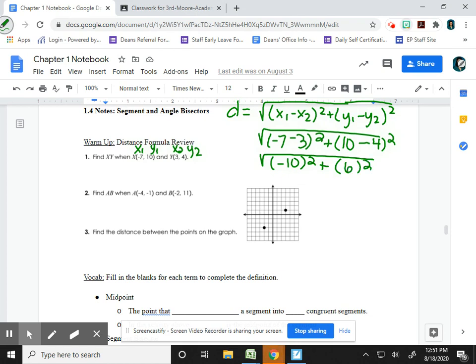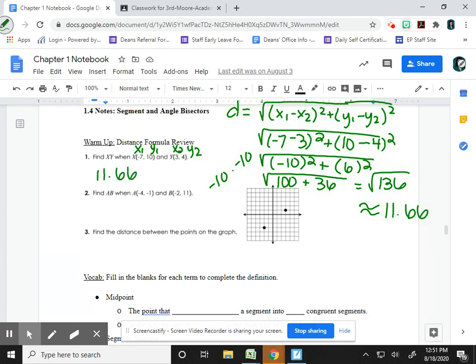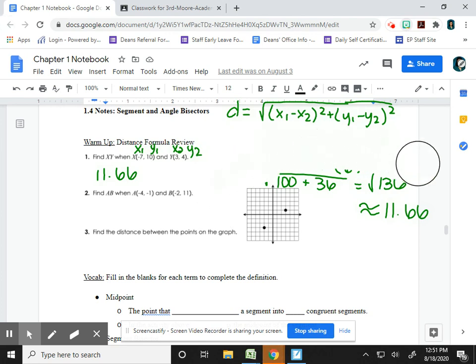Remember that when you're squaring something, 10 squared is really -10 times -10, and that becomes a positive. So this is positive 100 plus 36, which is 136. And I want to take the square root of 136, which is about 11.66. So our first one in here is going to be 11.66. Okay, so I'm going to erase this and leave my equation there so I can go based off of that.